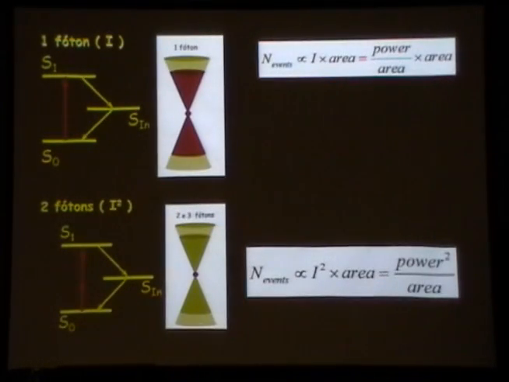And if you do have a linear process here, the number of events depends on just the intensity of your field. If the intensity is multiplied by the area, you have power, so the number of events is just proportional to the power. That means that in the same layers here, although the area is larger, you have the same number of events. So if you have just fluorescence by one photon, you're going to have fluorescence from this layer, that layer, from the focal spot, and from the other layers.